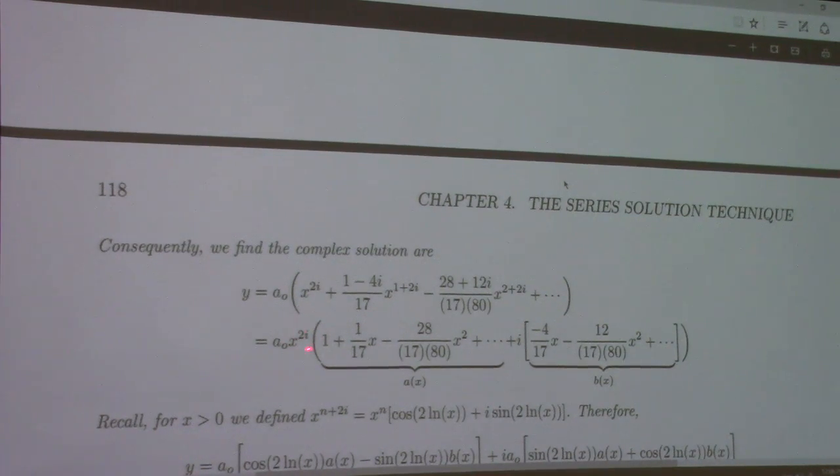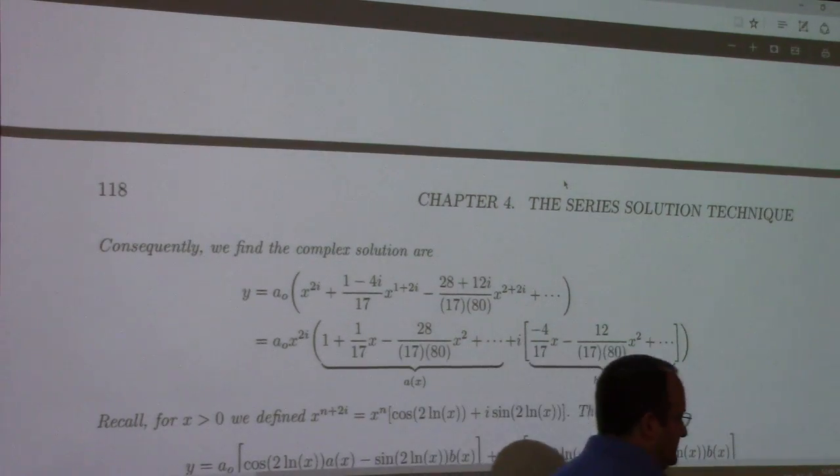What's that? That is e to the 2i times log of x, which is cosine of 2 log x plus i times sine of 2 log x. That's what x to the 2i is. Put n equal to 0, and x to the 2i is just this business. So I've got x to the 2i is this times that. And then what I do is I rewrite my solution.